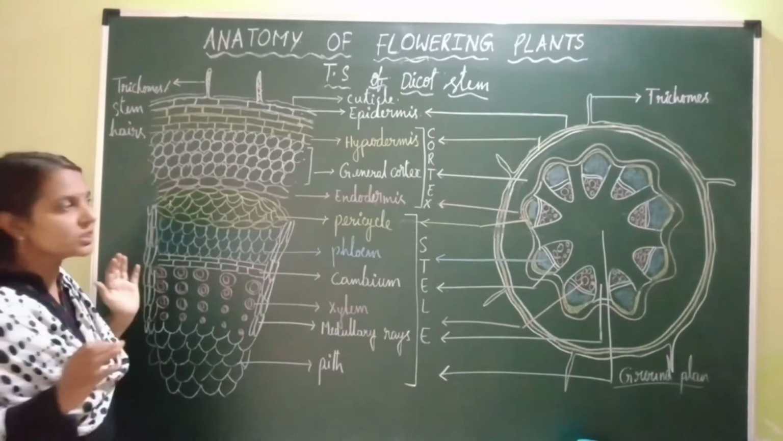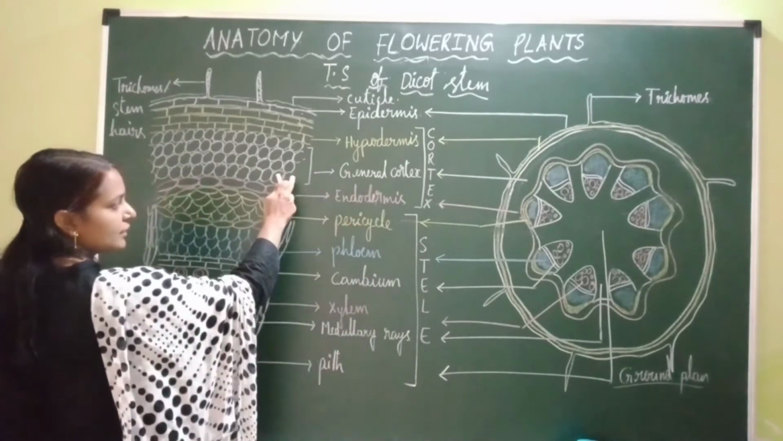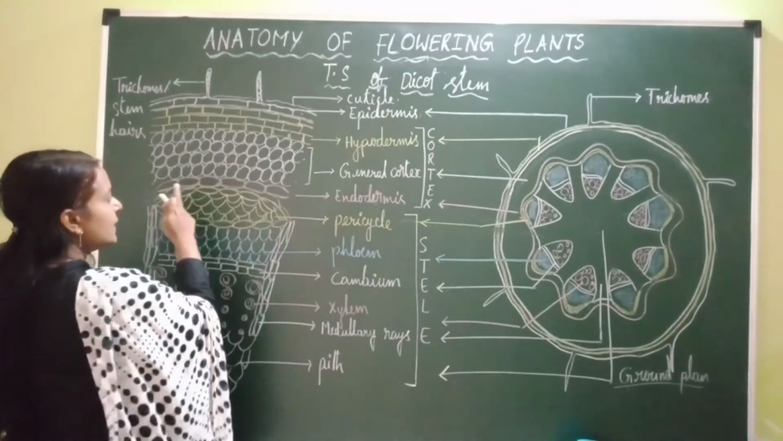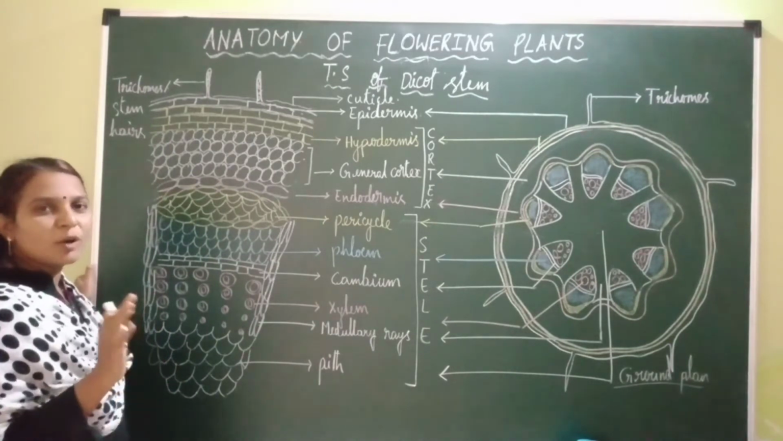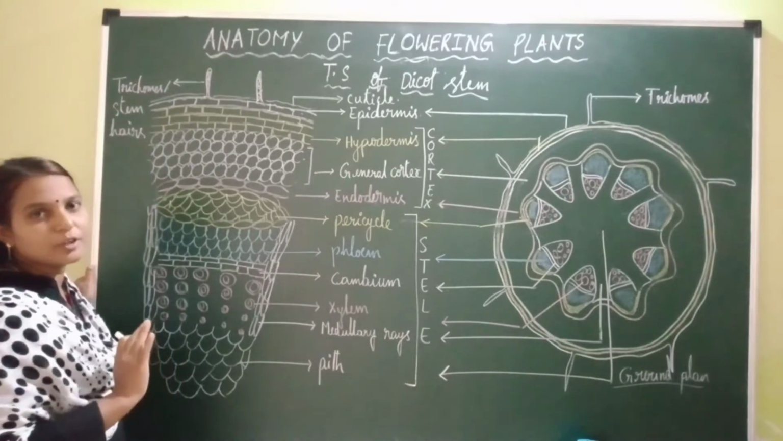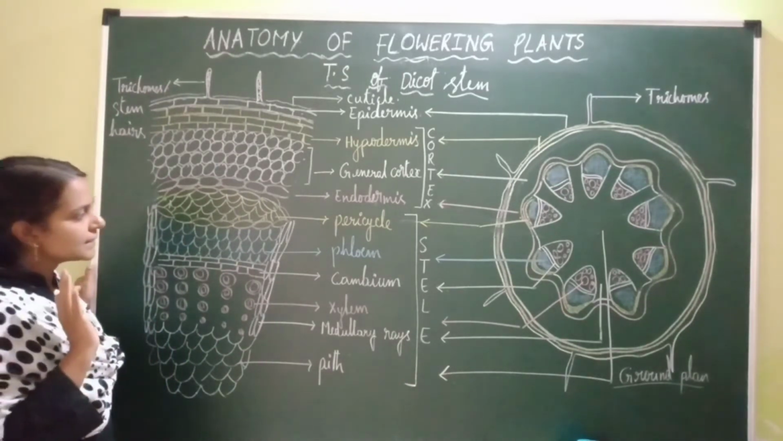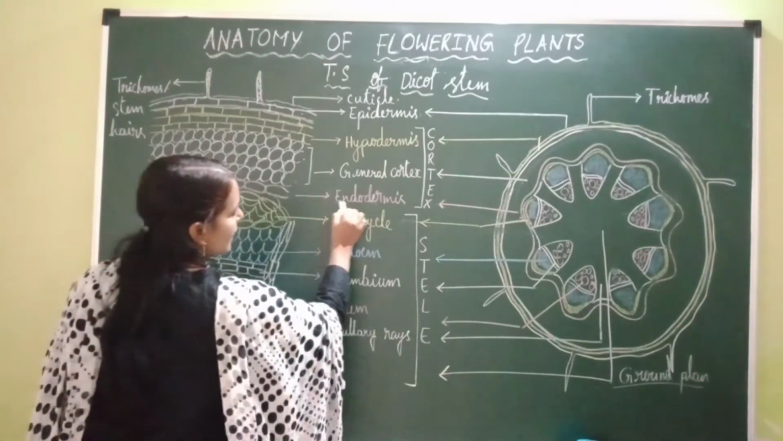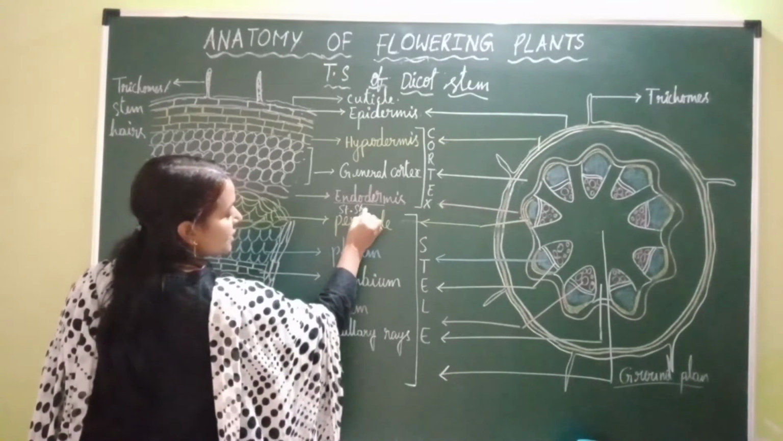Endodermis is the innermost layer of cortex, present between the general cortex and pericycle. This endodermis is single layered, made up of thin walled parenchymatous cells, and these cells are involved in storage of food in the form of starch. Hence this endodermis is also called starch sheath.